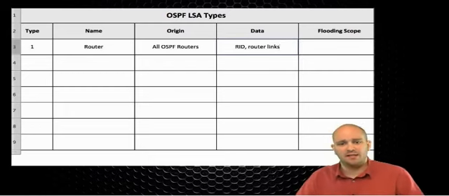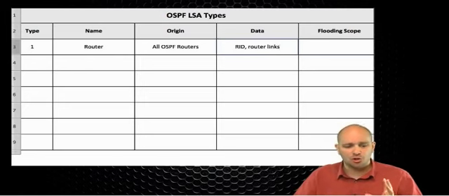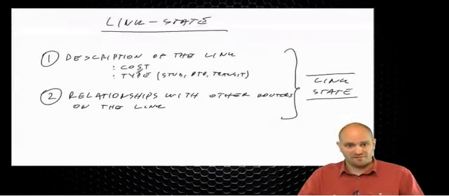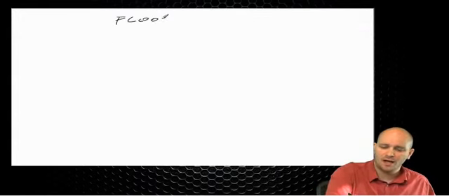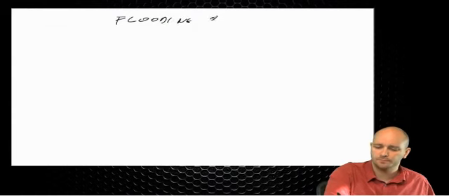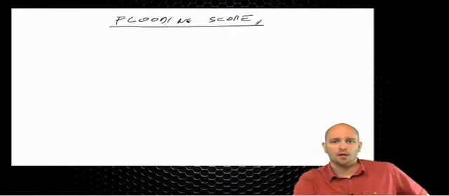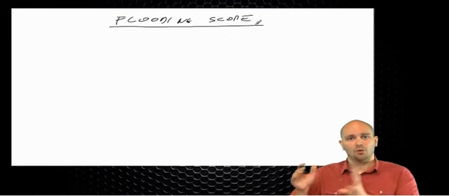Now, this field here is incredibly important. What is the flooding scope of type 1 LSA? Now, what do I mean by flooding scope? So flooding scope is how far in the network can our LSA travel unchanged.